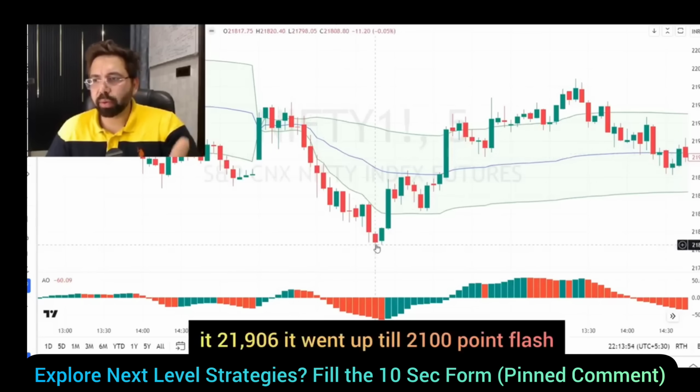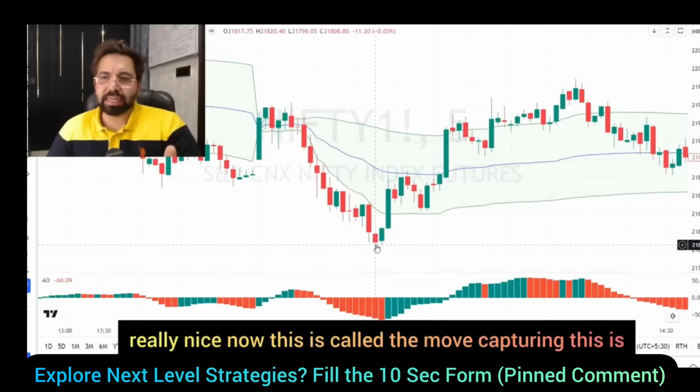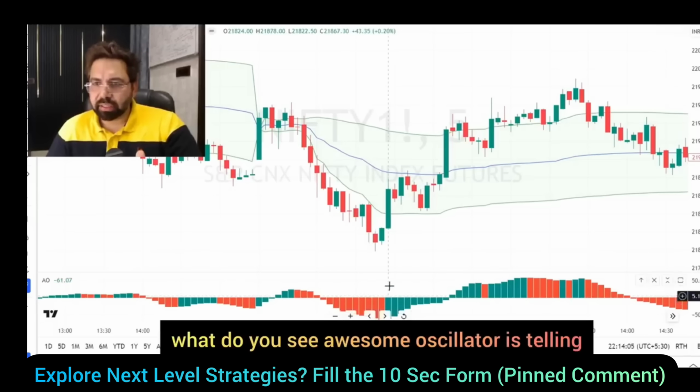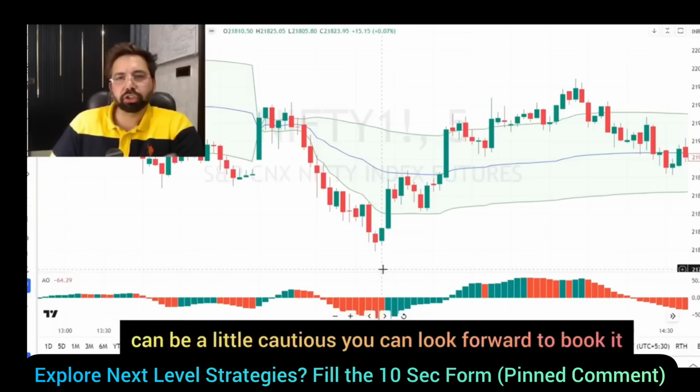21,906. It went up till a 100-point flash. Really nice. Now, this is called move capturing. This is how intraday trading is done. Beautiful. Now, what do you see? Awesome Oscillator is telling you the red is turning into green, so you can be a little cautious. You can look forward to booking it.